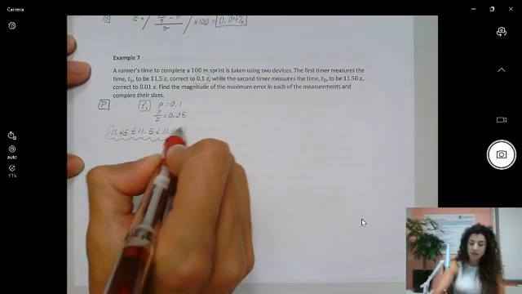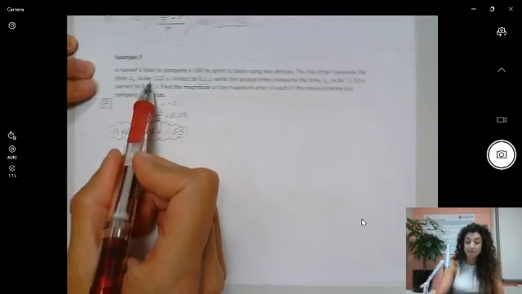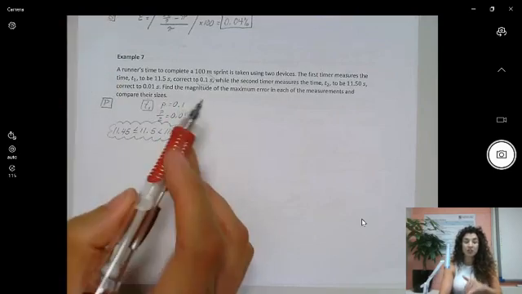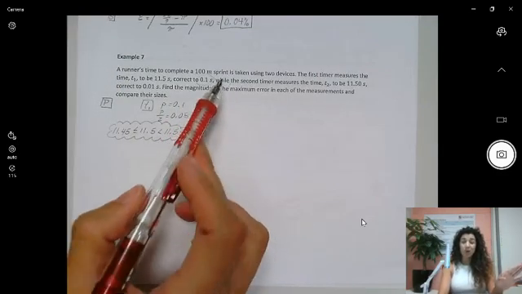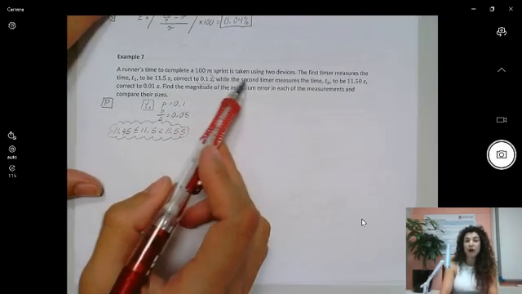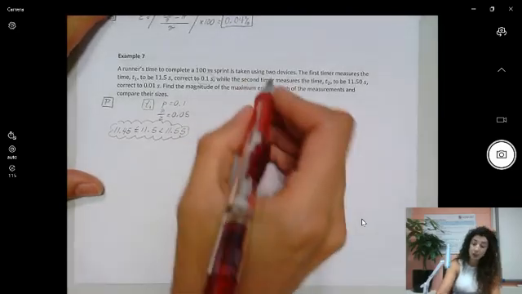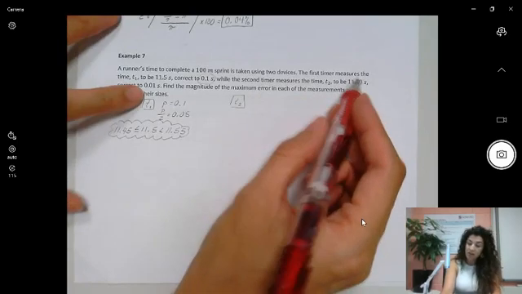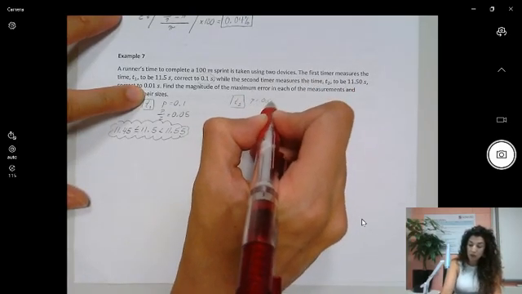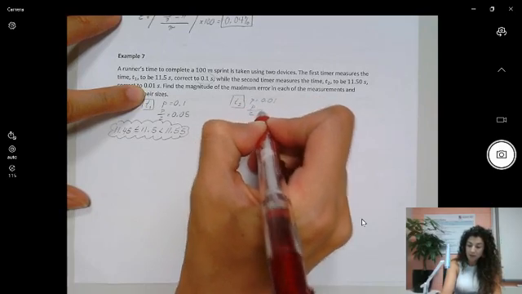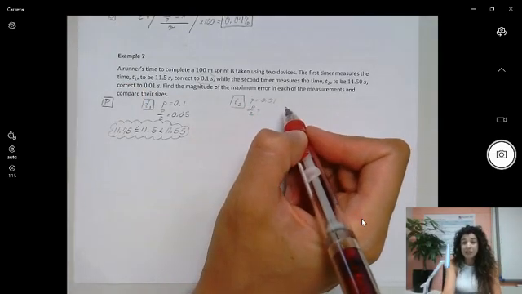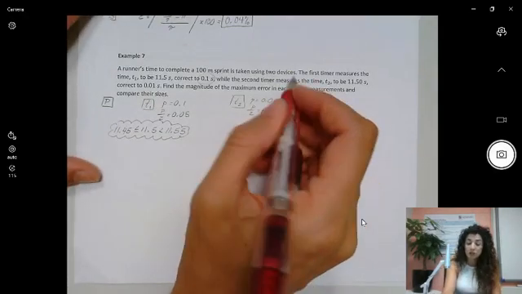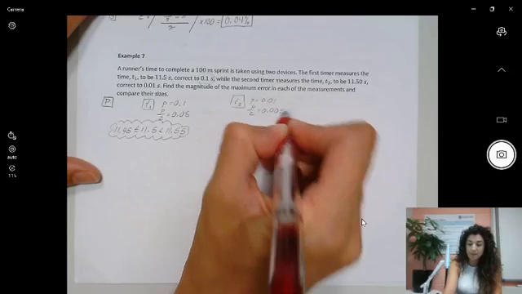So that is already a piece of information. I don't even know what I'm doing at this point, I just know I've been given information that I know what to do with. So I'm just going to go down that rabbit hole for a little bit and then continue on reading. It says, while the second timer measures the time T2 to be 11.50, correct to 0.01. So in other words, one of them is correct to 2 decimal places and one of them is correct to 1 decimal place. While they're giving us both the same measurement, there's 2 different levels of precision.